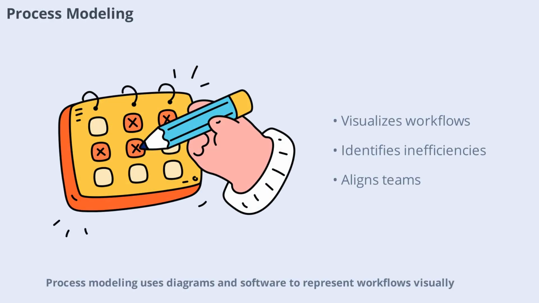Process modeling uses diagrams and software to represent workflows visually. This makes it easier to communicate complex processes, identify inefficiencies, and plan improvements. Modeling is a powerful tool for aligning teams and ensuring everyone understands how the process works.